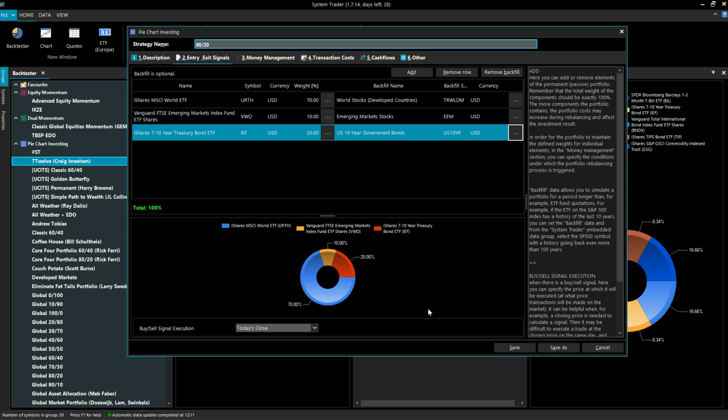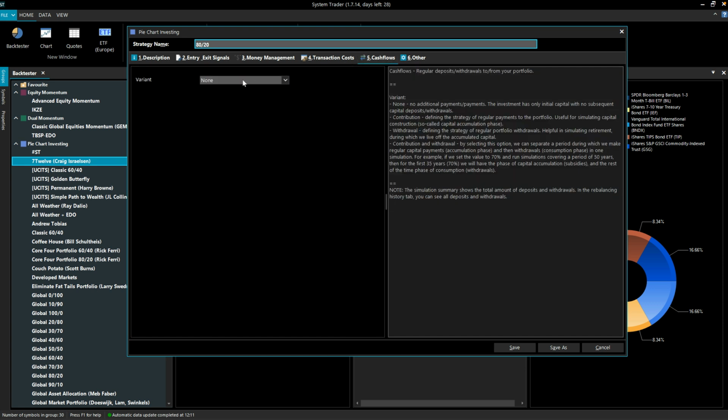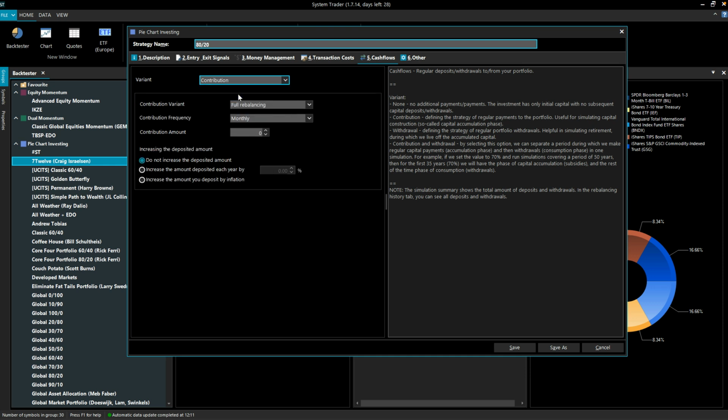But now, rather than having a huge starting capital, as I told you at the beginning, let's simulate the accumulation phase. So let's say, for example, that we have a small starting capital, $10,000, but on top of that, we will contribute to our portfolio $1,000 every month. To do so, let's go to the cash flows, and here let's select contribution. And now, in the contribution variant, we have a few options.